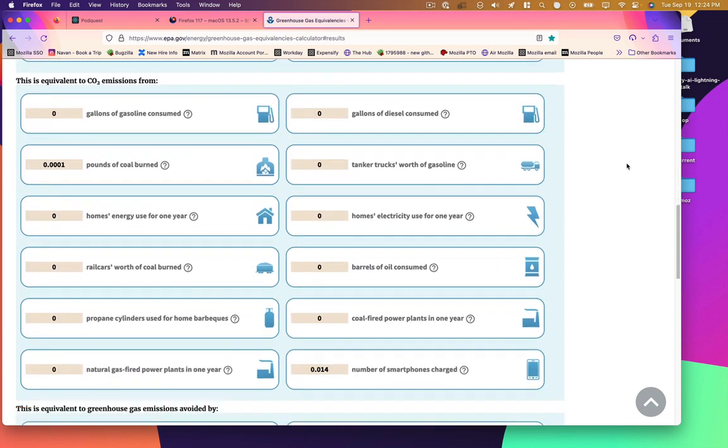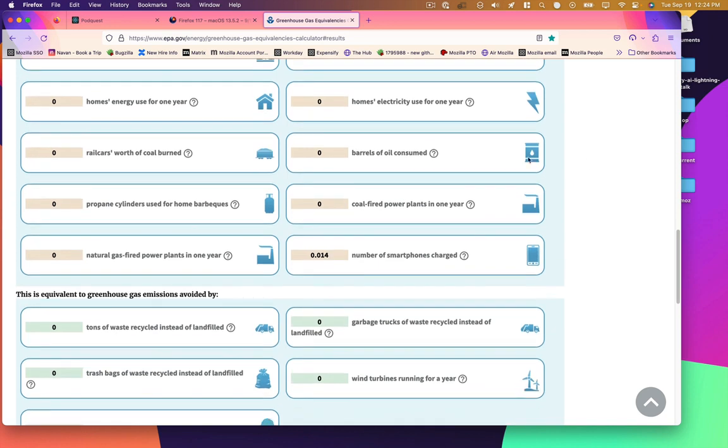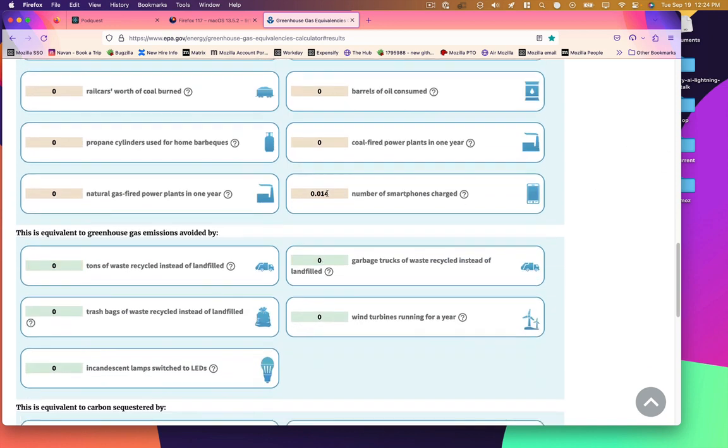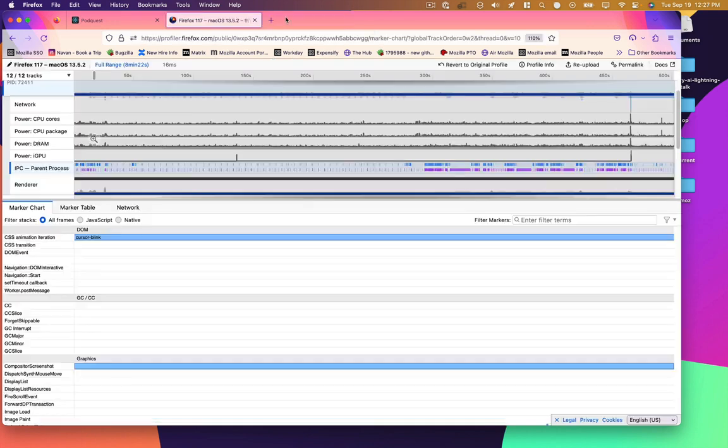So the equivalencies are all very small, with the exception, probably the closest we'll come here is 0.014 smartphones charged. So you could charge your cell phone one hundredth of the way, roughly, on the amount of power that was consumed in that session. So this is not a lot of power being used by my computer.